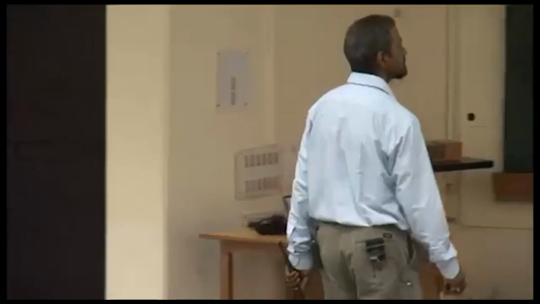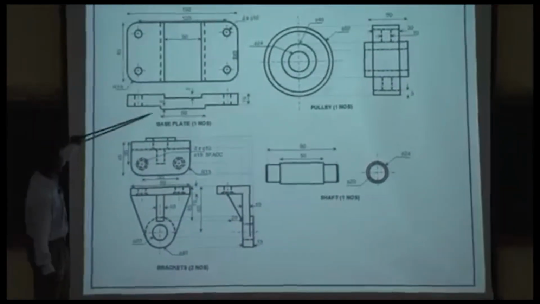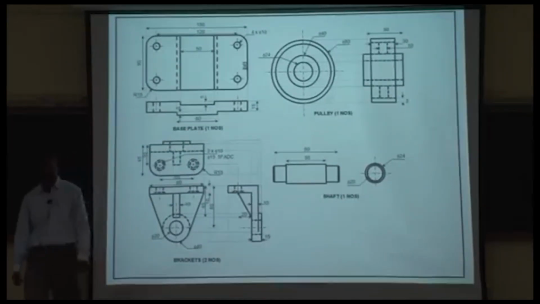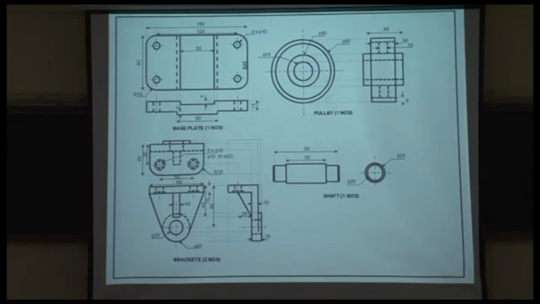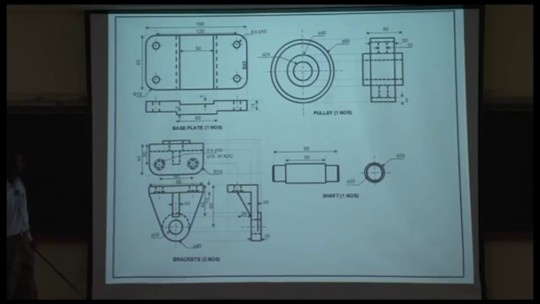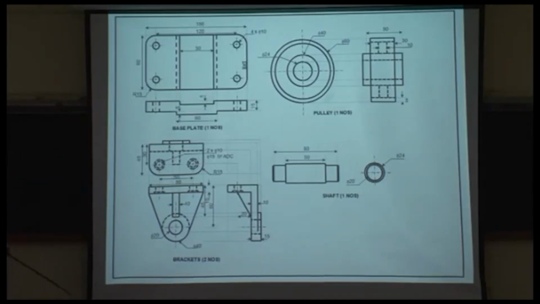Base plate, you got dimensions 150 by 80, 4 holes, 4 arcs. There's a little groove here. Okay? There's something over here, something over here. Where would the brackets go? Where would the brackets go? Here or here? Look at the dimension. Look at this dimension. Where would the brackets go?